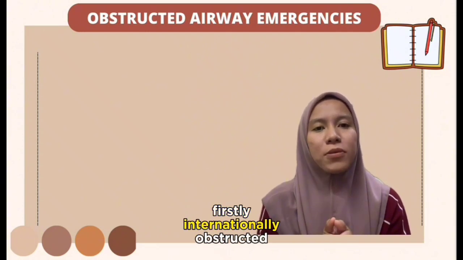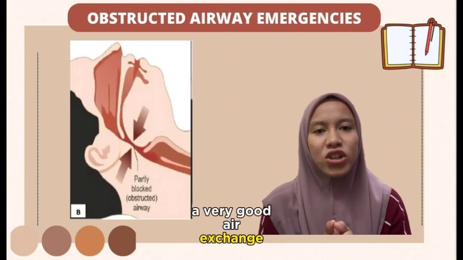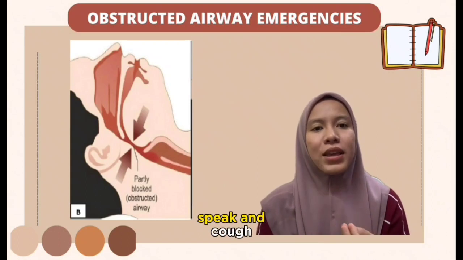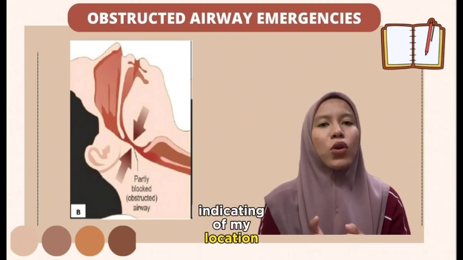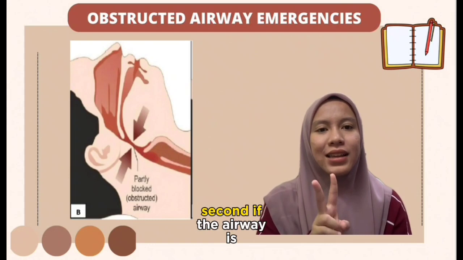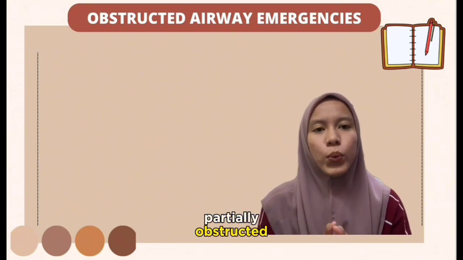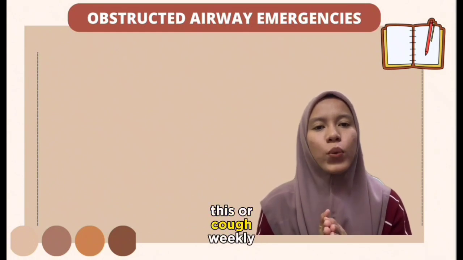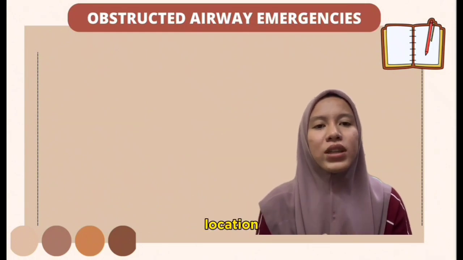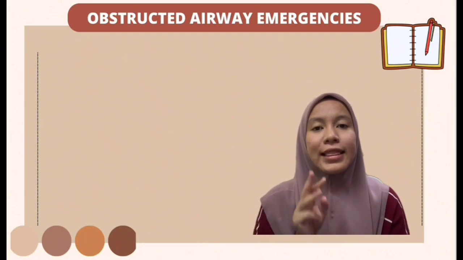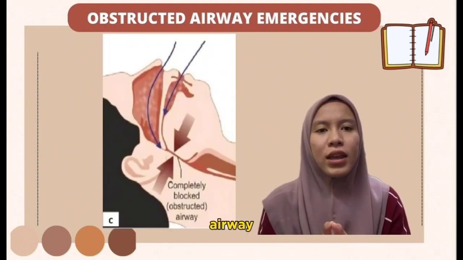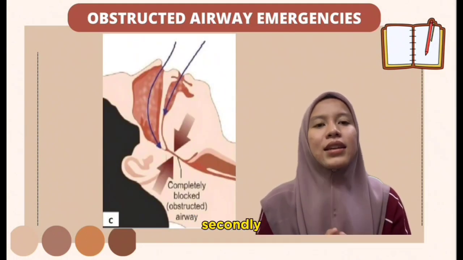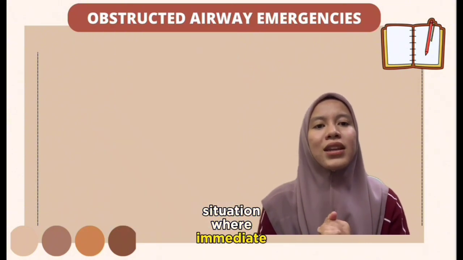Firstly, in a partially obstructed airway with good air exchange, the person can make sound, speak, and cough, indicating a mild blockage with good airflow. Second, if the airway is partially obstructed with poor air exchange, the person can't speak and may wheeze or cough weakly, suggesting a more serious blockage with compromised airflow. Third, in a completely obstructed airway, the person can't make any sounds, signaling a critical situation where immediate intervention is needed.